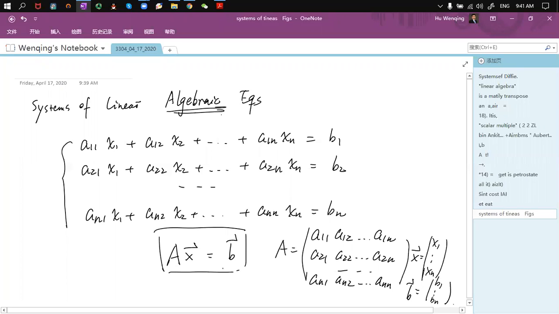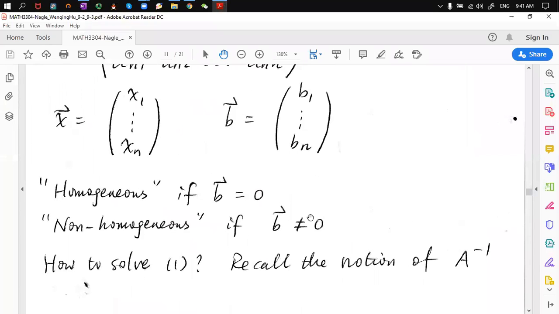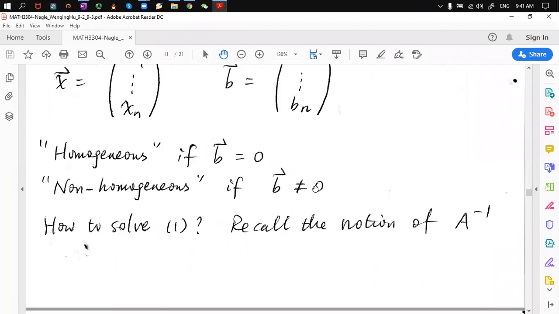Is that good, family? Okay, so now the question is how do you solve such a system of linear algebraic equations? Well, we have very similar notions as differential equations.